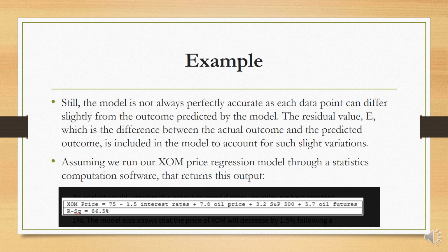Assuming we run our XOM price regression model through statistical computation software that returns this output: XOM price is equal to 75, which is beta naught, minus 1.5 interest rate plus 7.8 oil price plus 3.2 S&P 500 plus 5.7 oil futures, and the R square is 86.5%.